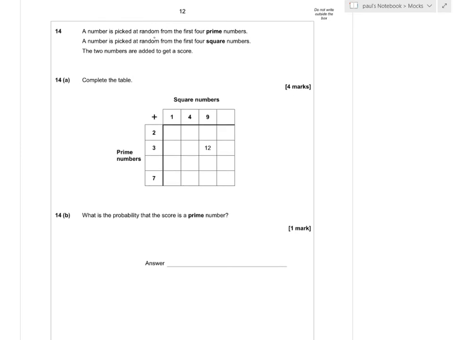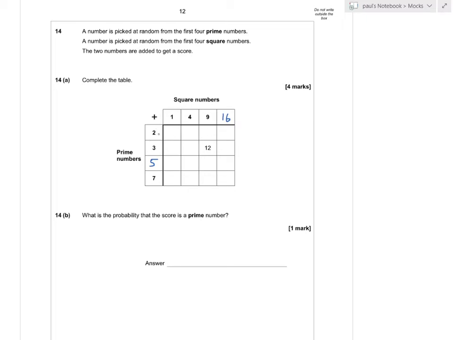A number is picked at random from the first 4 prime numbers. There they are: 2, 3, that's 5. Let's fill that in. And the square numbers: 1, 4, 9, 16. Okay, got that. Complete the table. The 2 numbers are added to get a score, alright?